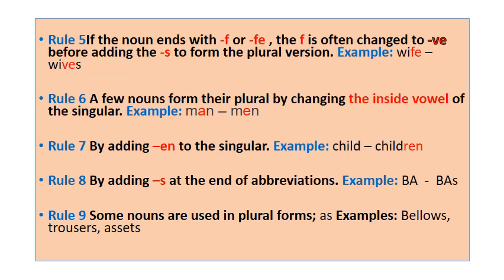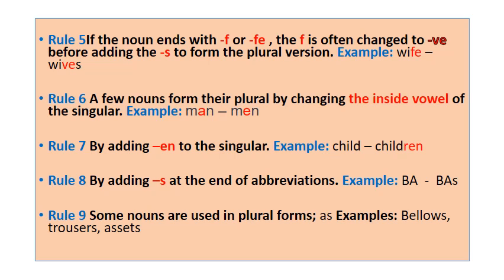Now from Rule 5 onwards, we studied in the part 3 video on the topic the noun number. So the fifth rule is, if the noun ends with F or FE, the F or FE is often changed to VE before adding the S to form the plural version. Example, wife, wives. Rule number 6. A few nouns form their plural by changing the inside vowel of the singular. Example, man, men.